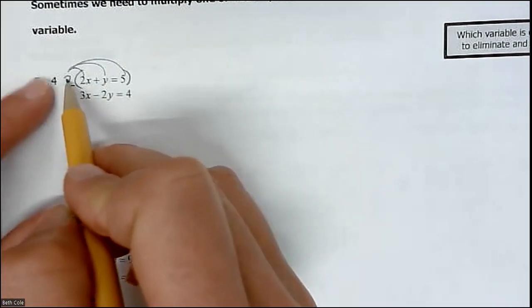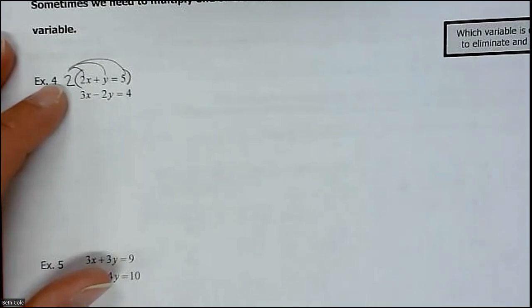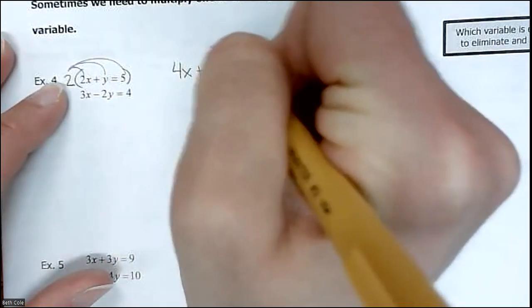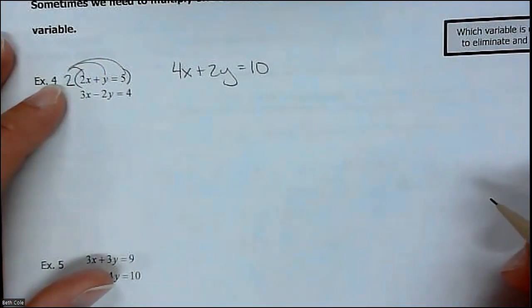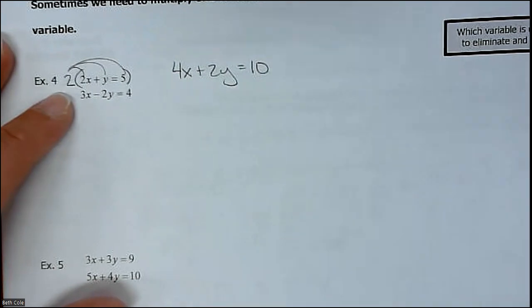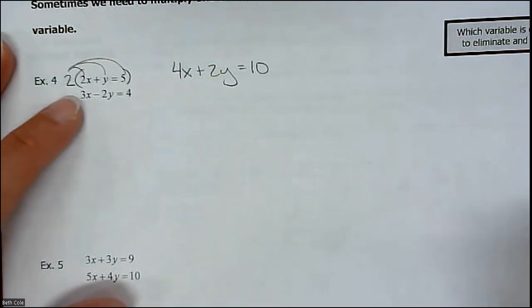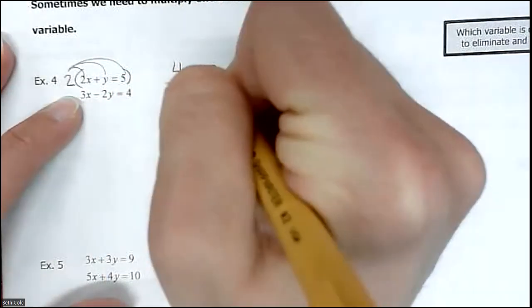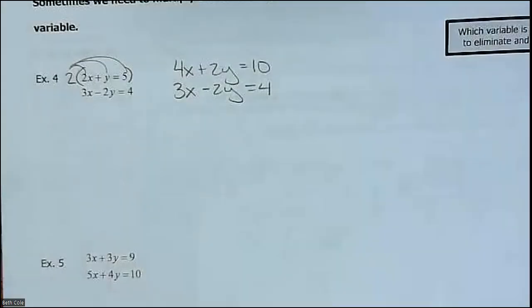So if we distribute a 2 through this first equation, what will we get? 4x plus 2y equals 10. The other equation, you don't have to do anything to. Now, sometimes you do have to manipulate both of them, okay? But in this case, you don't. So just literally copy it over. That's it. And do you see how now it's going to work?